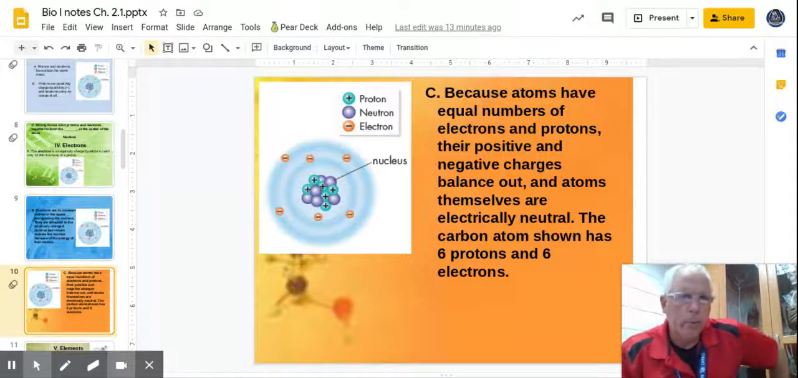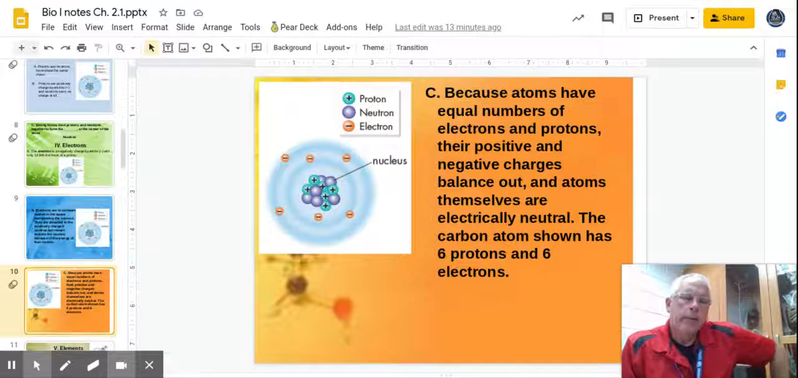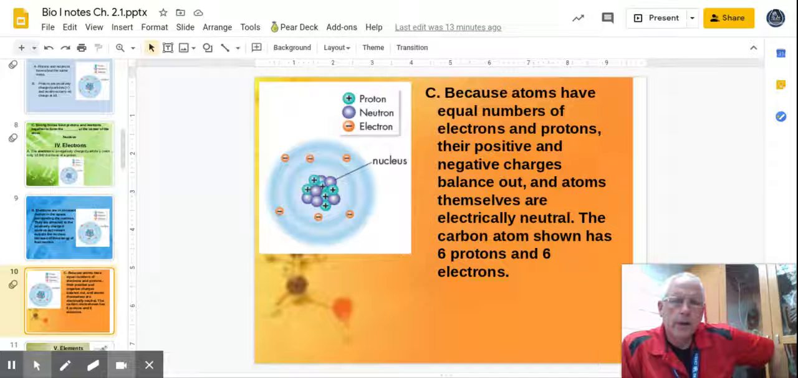Now, this is really important. Because atoms have equal numbers of electrons and protons, their positive and negative charges balance out. That's why we say atoms are electrically neutral. So what I have up there is a diagram of a carbon atom. It has 6 protons, 6 electrons. There's an attraction between the two of those, right?